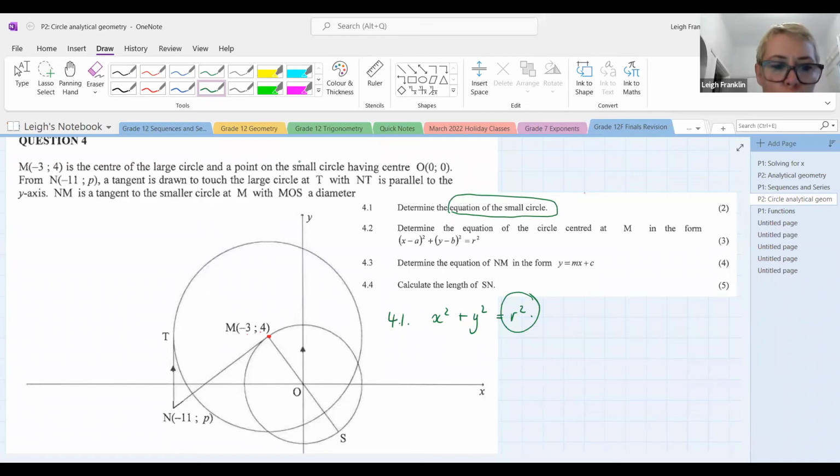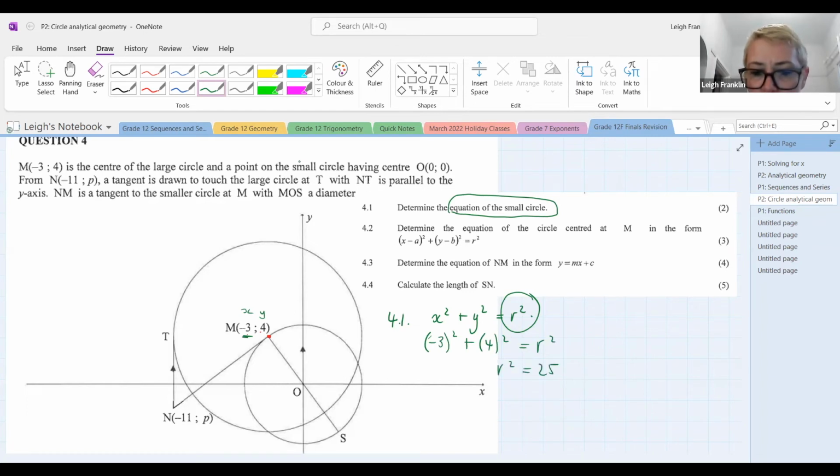So you know an x and a y on the circumference. Here's your x, here's your y. So you're going to sub them in here. The minus 3 is going to go here, and you're going to square it. And then y, which is 4, is going to go there, and you're going to square it, and that's going to be equal to r squared. So that's going to give you 9 plus 16, which is going to give you 25.